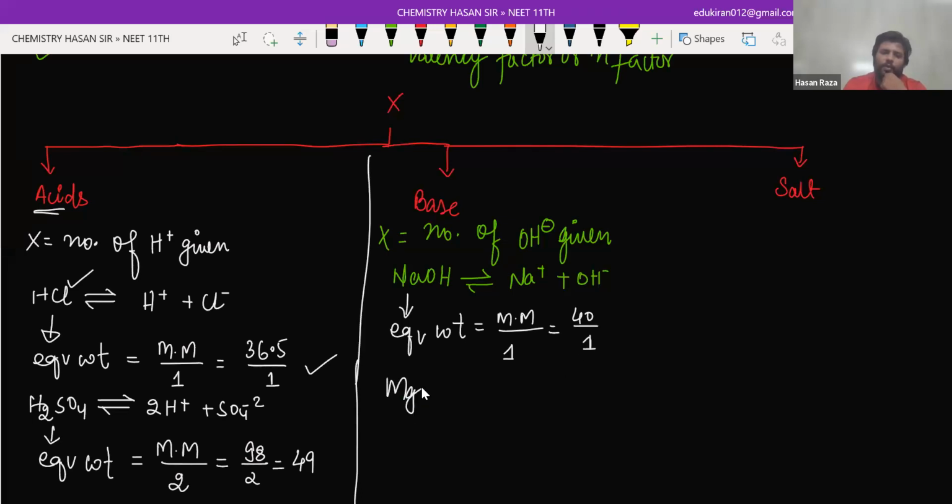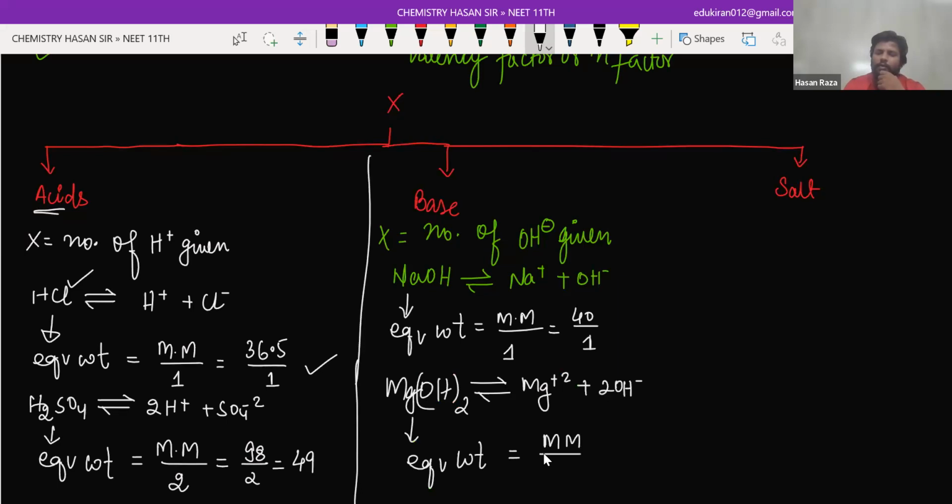If it is Mg(OH) whole twice, if you dissociate it, Mg is a second group element, so Mg plus 2 and 2 OH minus; it gives 2 OH minus. That means X for this will be equal to 2. So the equivalent weight of Mg(OH) whole twice will be whatever is the molar mass of Mg(OH) whole twice divided by 2. Is that clear?